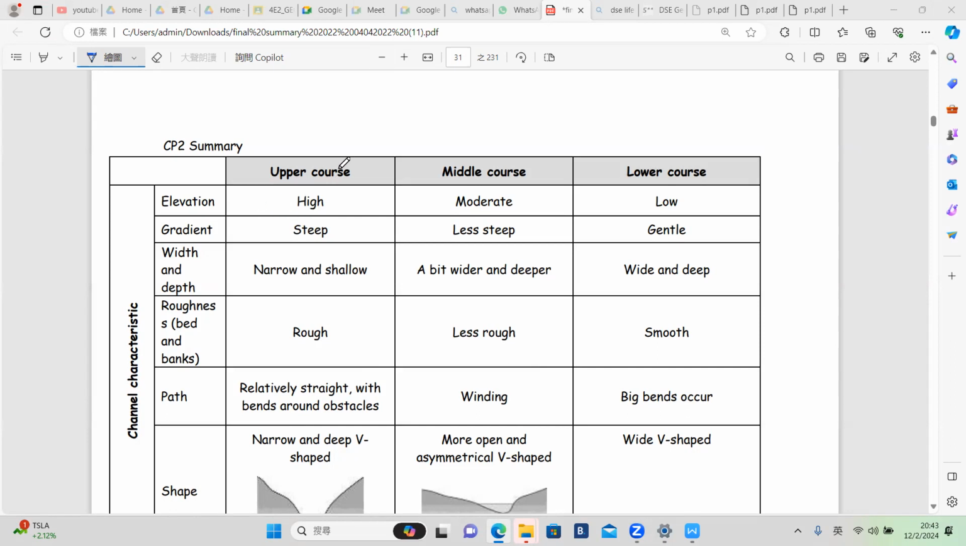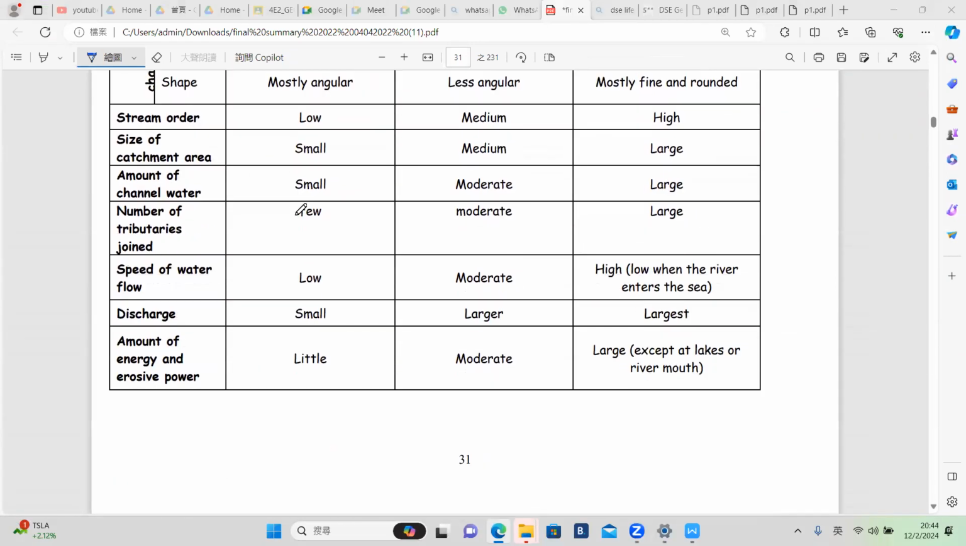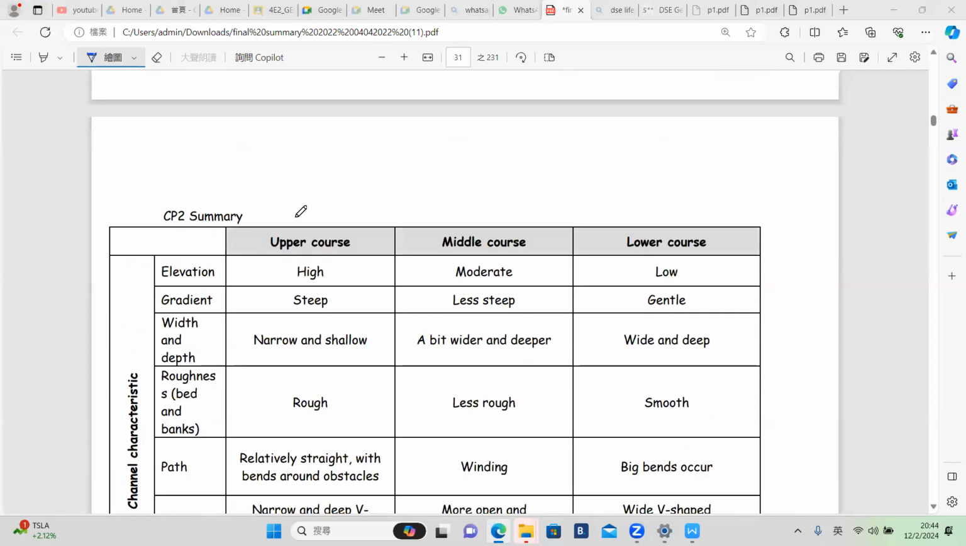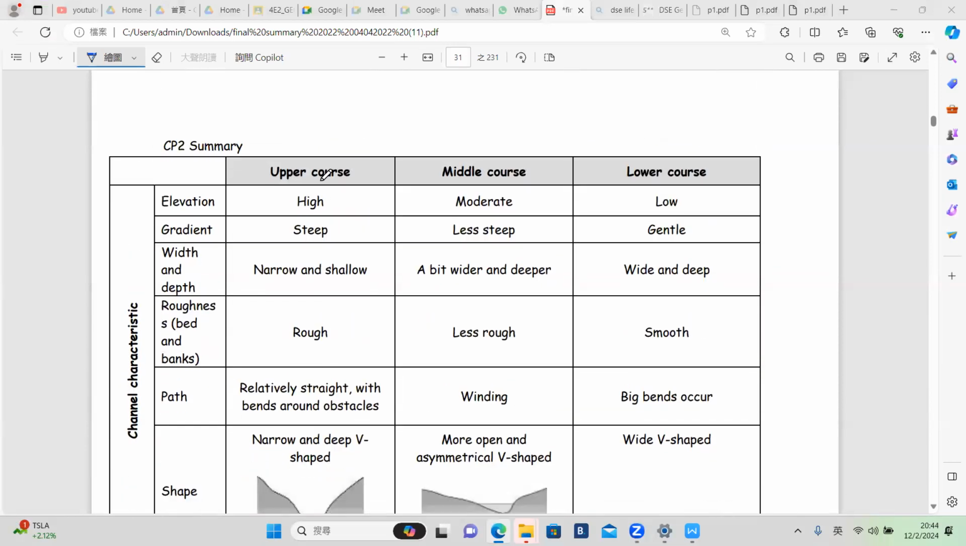Okay, then at the very beginning, for the upper course and lower course, for this table you really need to memorize all the things about this table. Okay, upper course, definitely in the highest region, and so on and so forth. So it is decreasing in general. In terms of altitude, it's decreasing.